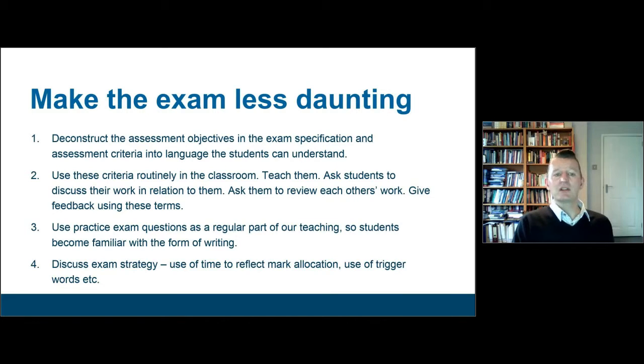One thing we can do is deconstruct assessment objectives in the exam specification and assessment criteria so that we can present it to children in language they can understand. So don't just photocopy the exam specification, but turn it into child-friendly language so they really know what it means. We can use those criteria routinely in the classroom so that they become familiar with them. So we need to make them available, teach them explicitly, ask students to discuss their work in relation to those criteria so they start to get used to applying those criteria and making quality judgments.